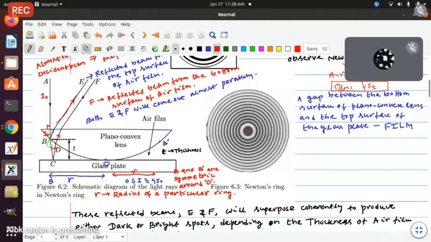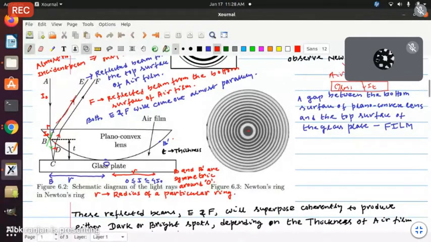So now we understand that this E and F beam can superpose. Where will the E and F beam come? They will come from the top surface of the air film and the bottom surface of the air film. If you have nothing inside the gap, if you have a transparent liquid, then rather than calling it an air film, we'll call it a liquid film.